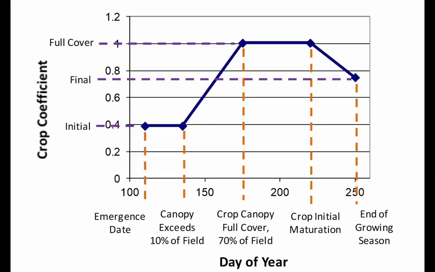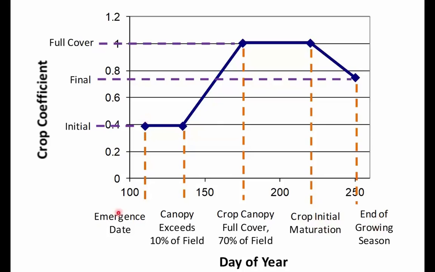And then crop coefficients, of course, they're different for every crop and every season and everything, but we can estimate what those crop coefficients look like by five dates. The emergence date, when the canopy exceeds 10% of the field cover, and then when you get full cover of the rows, it kind of uses up all the available sunlight. The initial maturation, when it's done doing what it came to this world to do, which is produce seed, and then it starts drying down, and then the end of the growing season or harvest.